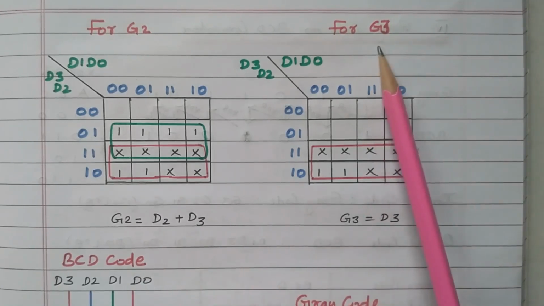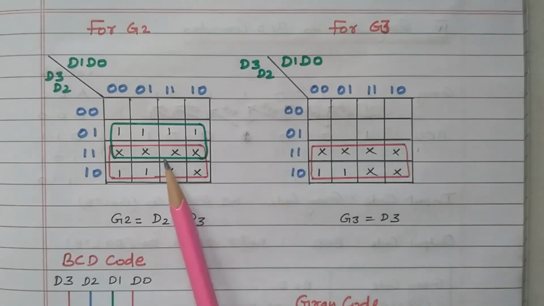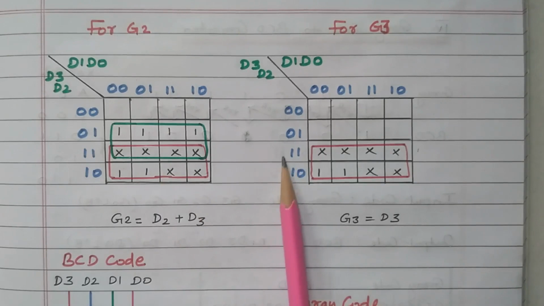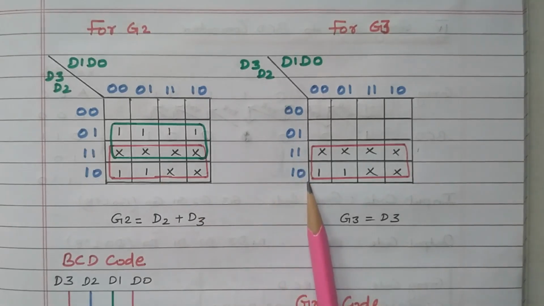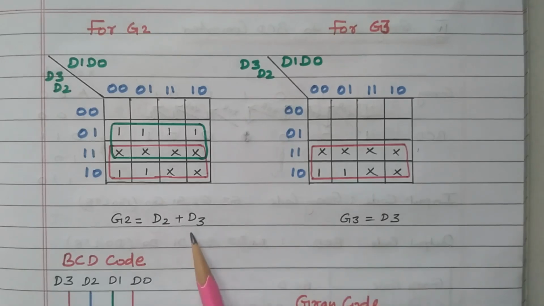Now we'll go to G3. G3 has only 2 ones. These 6 are don't care conditions. So we are grouping all these 8 cells. You have to refer to the corresponding third row and fourth row. Same thing as we discussed. The first digit 1, 1 is commonly available. Second digit 1, 0 got cancelled. What is the first digit? D3. So G3 equals D3. Now we got the minimized Boolean expressions for G0, G1, G2 and G3.